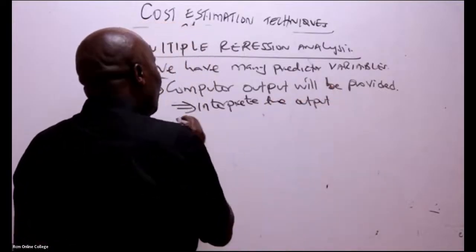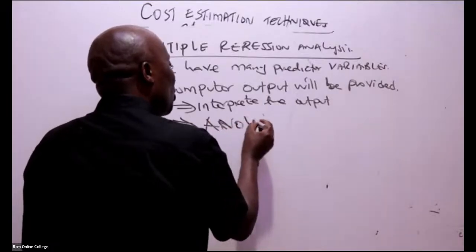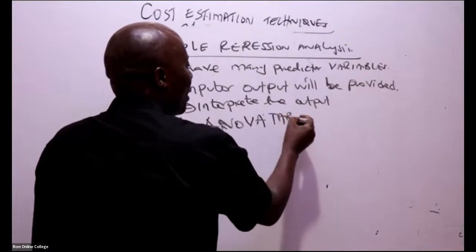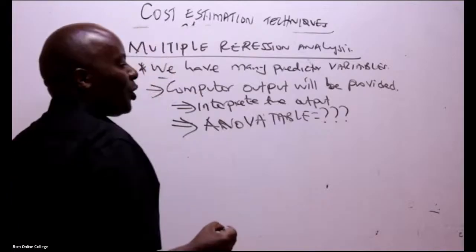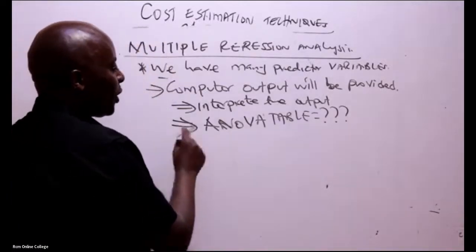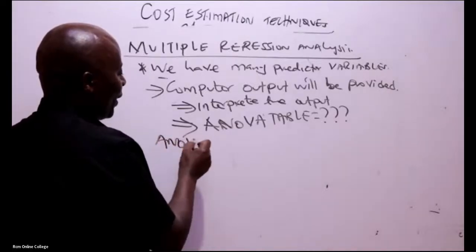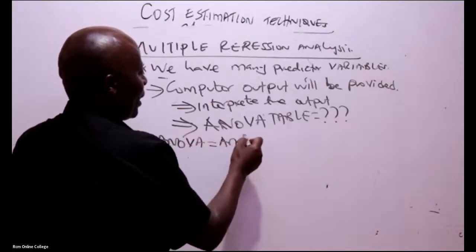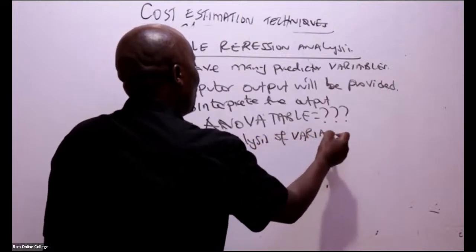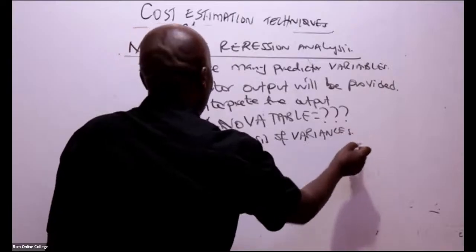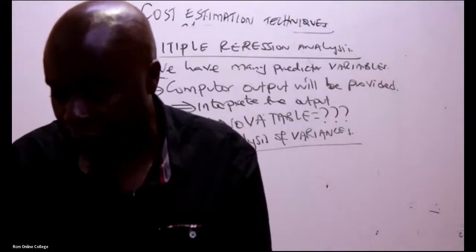And the most important thing that most students are not able to interpret is what we call the ANOVA table. This is really what scares so many students. ANOVA stands for analysis of variances. Of course, I'm preparing you in advance to be able to know what is expected of us. So please feel free to ask questions.